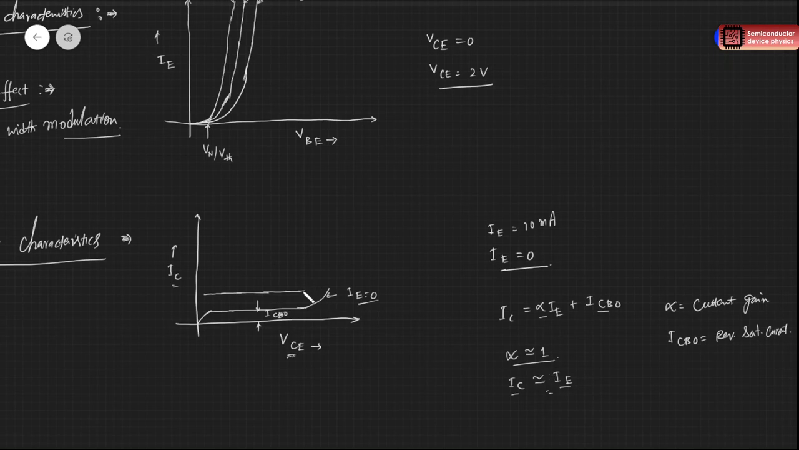Now, when we are plotting these output characteristics, we keep the emitter current constant. Earlier it was 0, now it is 10 milliamperes. So where it cuts at this point, the IC will again be nearly 10 milliamperes, the emitter current value. So this is for the emitter current of 10 milliamperes.